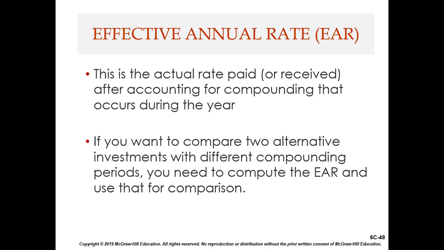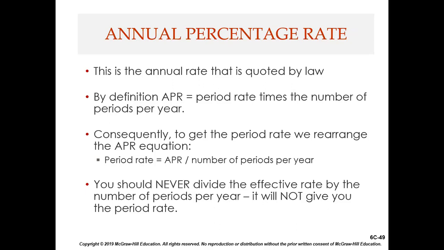If you want to compare two alternative investments with different compounding periods, you will need to compute the effective annual rate and use that for comparison. The annual rate is the one quoted by law. So annual percentage rate is period rate times the number of periods per year. To get the period rate, we rearrange: the annual percentage rate divided by the number of periods per year. You should never divide the effective rate by the number of periods per year. It will not give you the period rate.